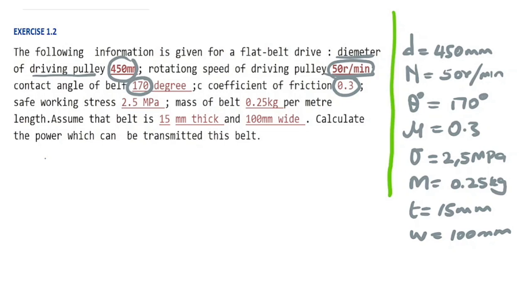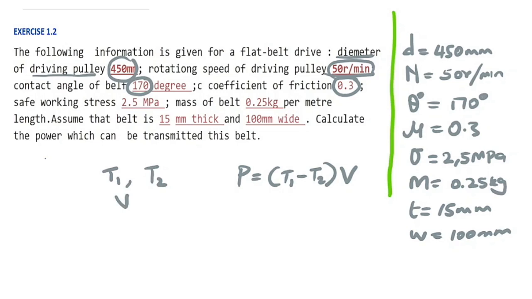We are required to find the power. To find power, we know that the formula for power is power is equal to open bracket T1 minus T2 close bracket times the velocity. So we have to find T1, we have to find T2, we have to find the velocity.